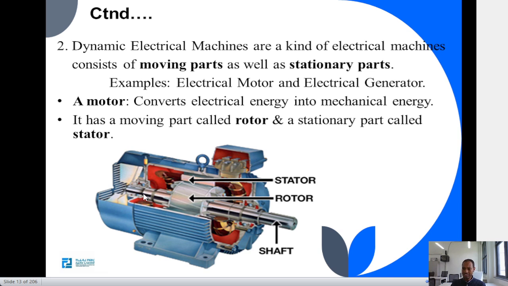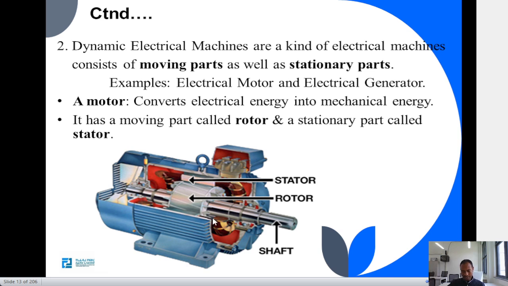And the second type is the dynamic electrical machine. This type of machine has both a moving part and a stationary part at the same time. Good examples of dynamic electrical machines are motors and generators. Motors convert electrical energy into mechanical energy. We have seen it has a rotating part and it has a stationary part.